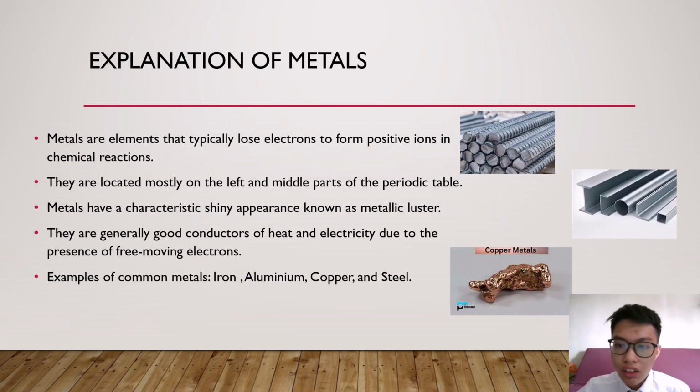So you might ask, what is the meaning of metals? Metals are elements that typically lose electrons to form positive ions in chemical reactions. They are located mostly on the left and middle part of the periodic table. Metals have a characteristic shiny appearance known as metallic luster. They are generally good conductors of heat and electricity due to the presence of free-moving electrons. Examples of common metals are iron, aluminum, copper, and steel.